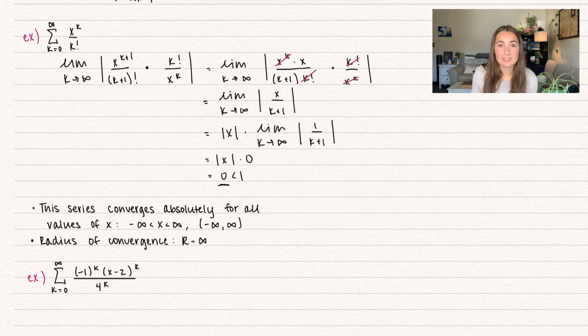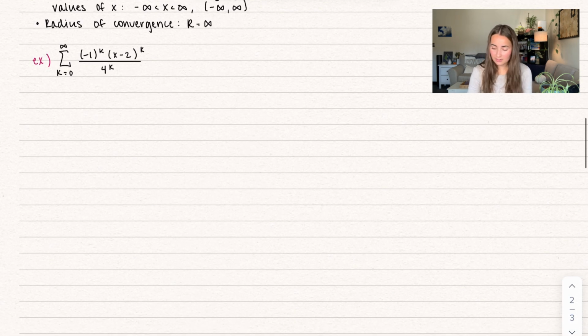Doesn't matter what values of x you're going to plug in, you're going to go ahead and converge. So let's go ahead and try another example. Here we have the summation k equals 0 to infinity of (-1)^k times (x - 2)^k divided by 4^k. So let's go ahead and apply our ratio test.